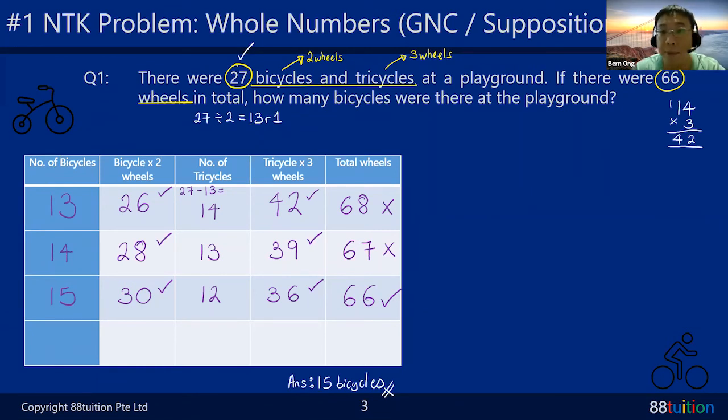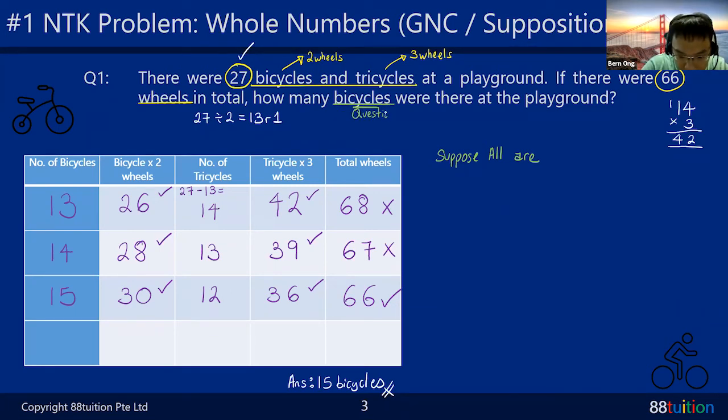So supposition method is like an assumption. It's like guess and check. So now you say what? I suppose all the bicycles and tricycles are what? You choose either bicycle or tricycle. But when you do a lot of supposition, you can see a pattern. What's the pattern? If the question asks you to find bicycle.